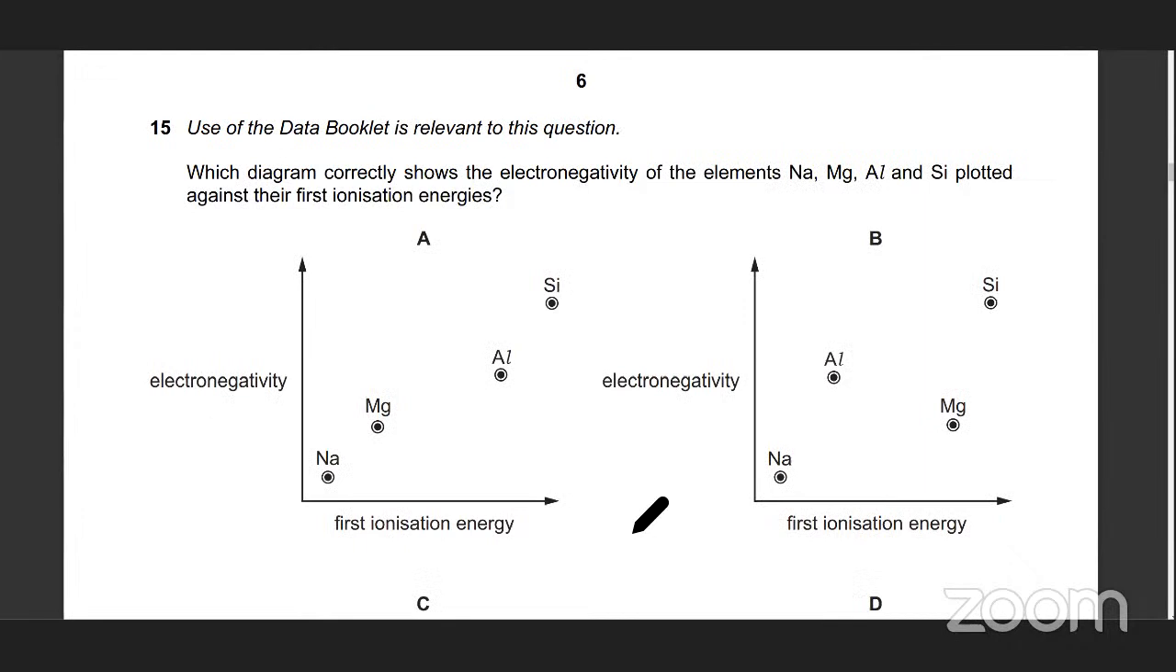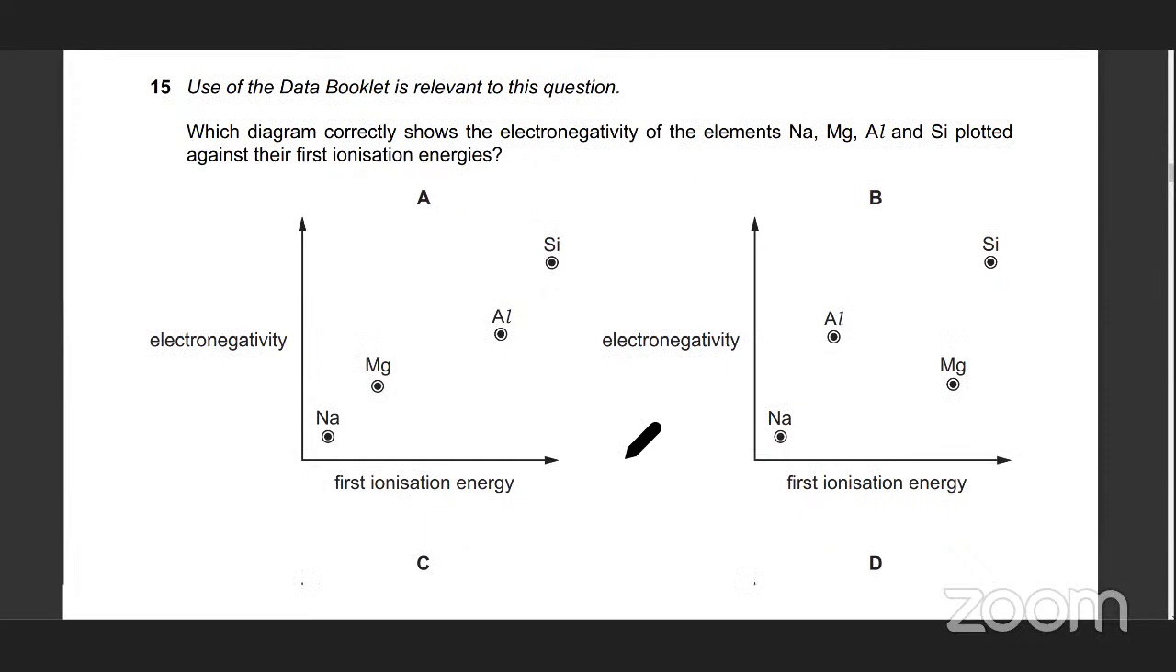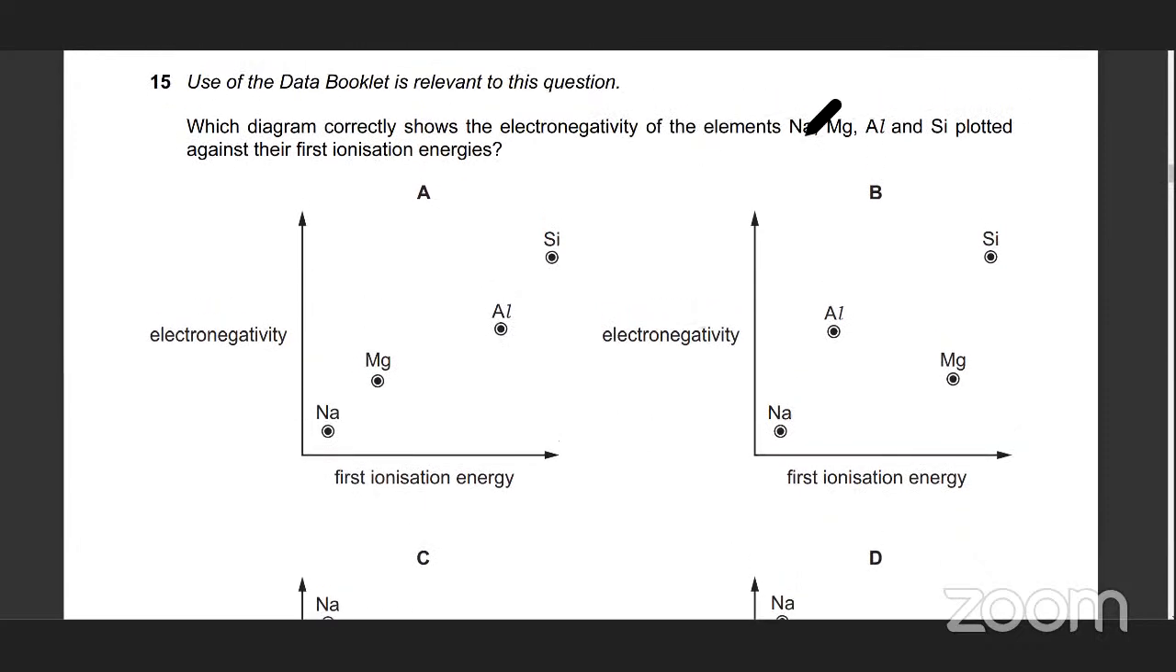Okay, after that, what's the next one? The next one is this one. Which diagram shows the electronegativity of elements Na, Mg, Al, and Si plotted against their first ionization energies? So basically, there are two graphs now. One is the electronegativity graph, and the other one is the first ionization energy graph.